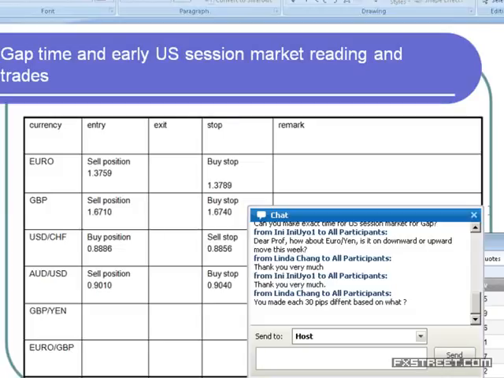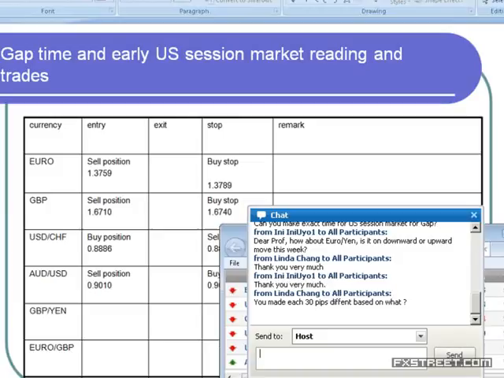Okay, Linda, you made each 30 pips different based on what? I'm not able to clearly understand what Linda is asking. Can you please explain it? What do you intend to ask, please?